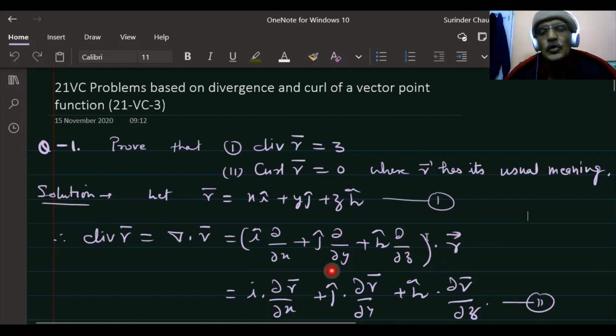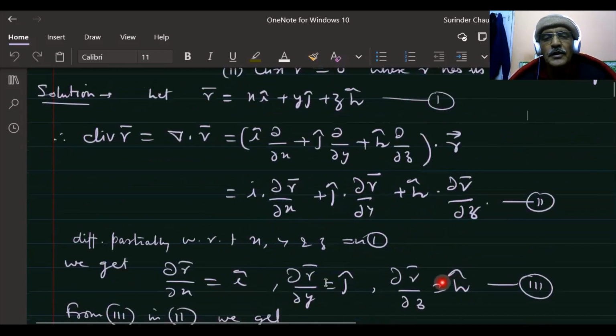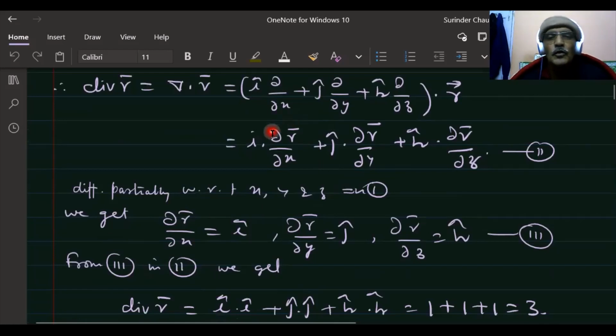Now these are the operators ∂/∂x, ∂/∂y, ∂/∂z, and they will operate upon the components of this r vector. So this product can be written as i dot ∂r/∂x plus j dot ∂r/∂y plus k dot ∂r/∂z. Now we'll substitute the values and differentiate r with respect to x, y, z.